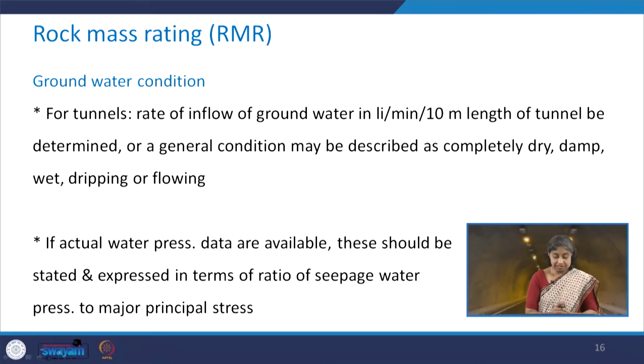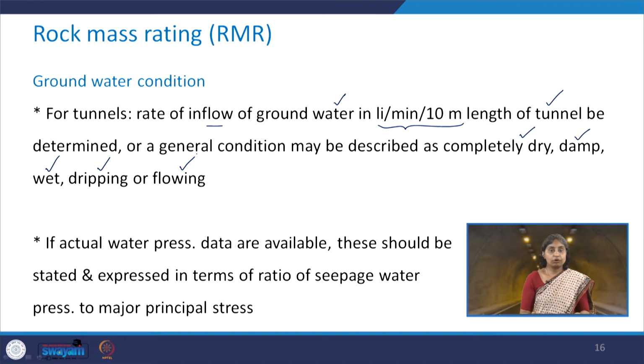Coming to the fifth one, that is groundwater condition. For projects related to tunnels, the rate of inflow of groundwater in liters per minute per 10 meter length of the tunnel should be determined. If we are not able to determine this, then maybe we can describe a general condition in terms of, say, completely dry, damp, wet, dripping or flowing. So, based upon this, we need to assign the rating for groundwater condition.